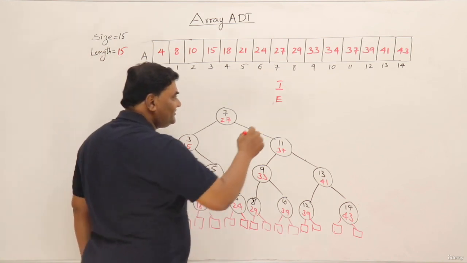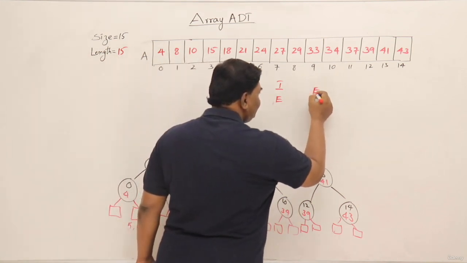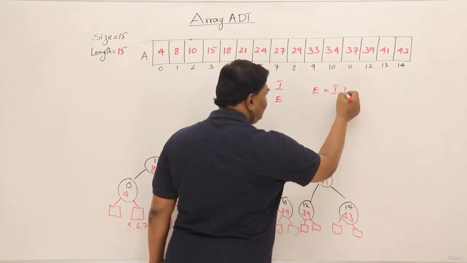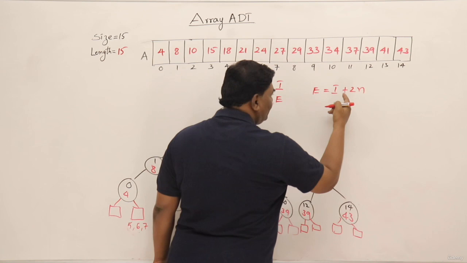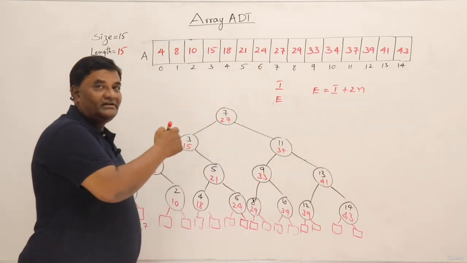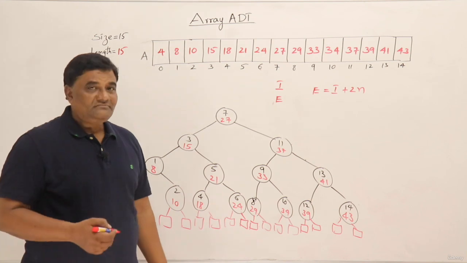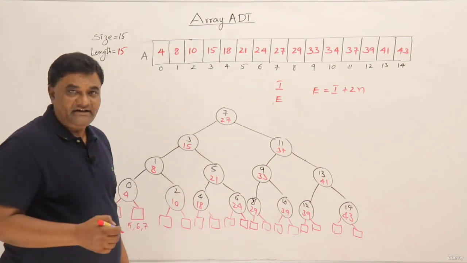There is some relationship between these. If E is the sum of the paths of external nodes, and I is the sum of the paths of internal nodes, then this is always true: E equals I plus 2n. A small example I will take and show you.